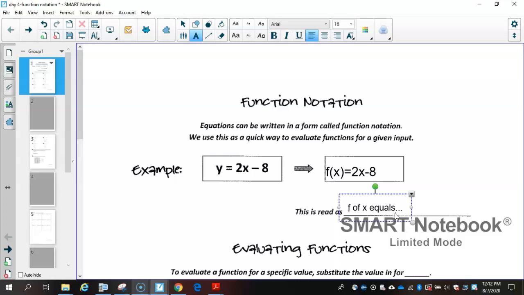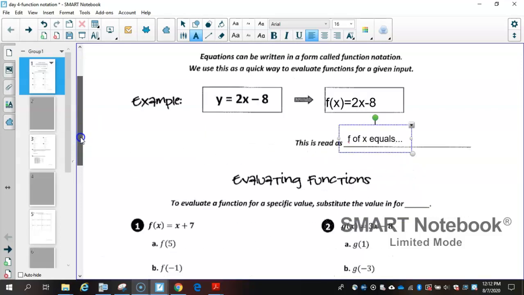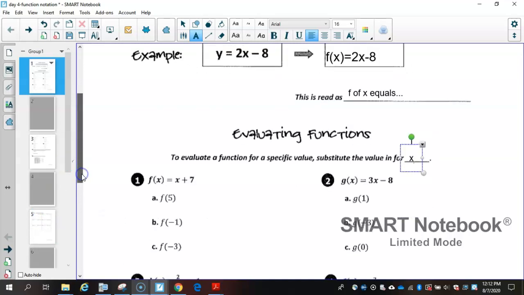So I know I've said this, I think, in earlier lessons, kind of leading to this point, but anytime you see y, you can interchange it with f of x. So when we evaluate these functions, we need to substitute the value in for x. Now, I'm going to be doing these algebraically and on the calculator / Desmos.